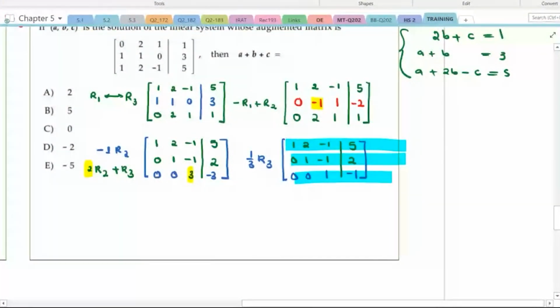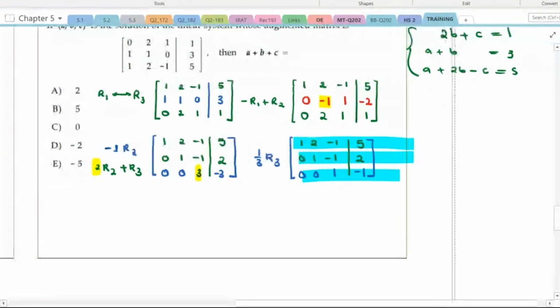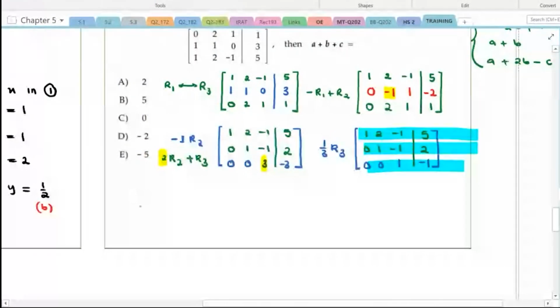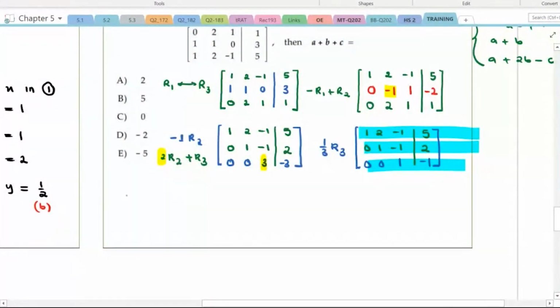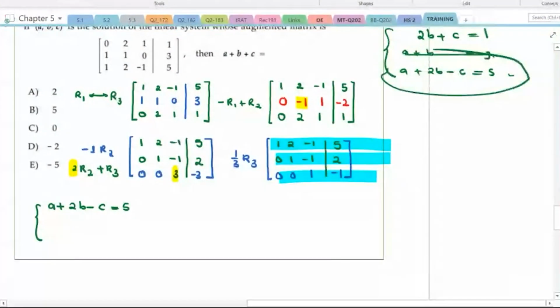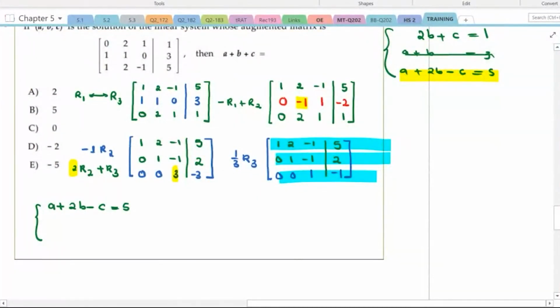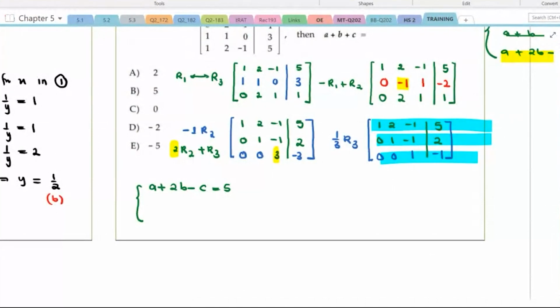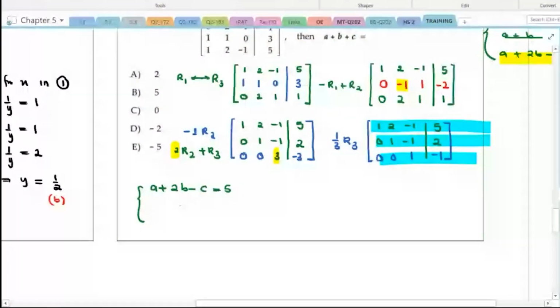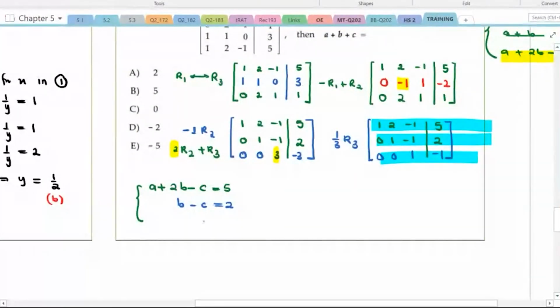Okay, what will be the system, gentlemen? The system of equations is going to be like this. Pay attention. The first one, gentlemen, we have 1 multiplied by a. So we have a plus 2b minus c equal to 5. If you look at it very well, that is actually equation number 3 from the original. No change. Now look at the second one here. The second equation, we have b minus c, and this is equal to 2. And the last equation, we say c, gentlemen, is equal to minus 1.